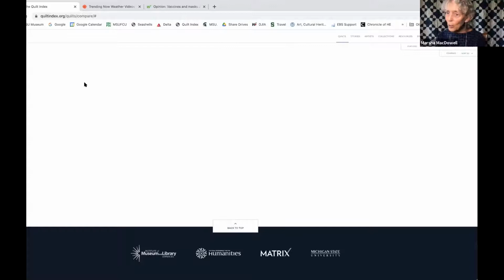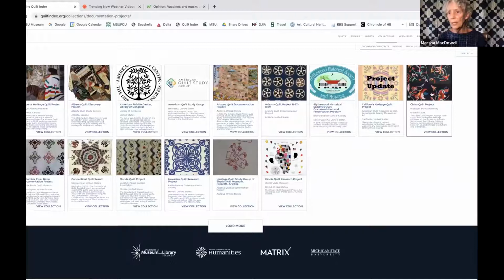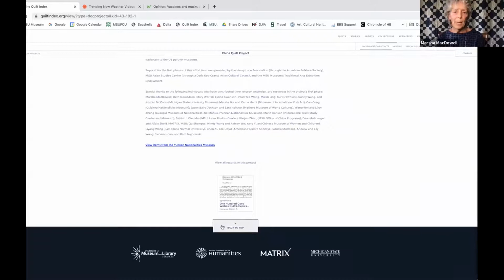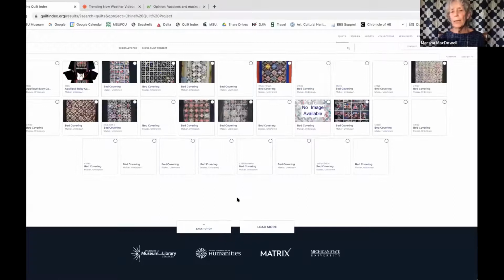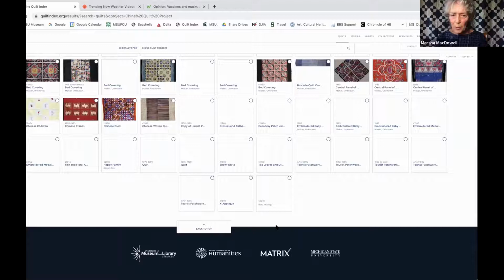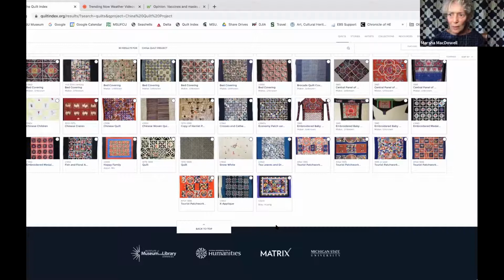So use the quilt index, look at it to find more information about this particular project and quilts that you've seen illustrated today. Again, go to collections, hit this, view collection down to the bottom, and we'll go see it and then load more and load more until no more load. So that's the little brief tutorial for using the quilt index for investigating quilts. And you will see at the end some of those kinds of pieces that are available at tourist destinations like Xi'an and the Great Wall.